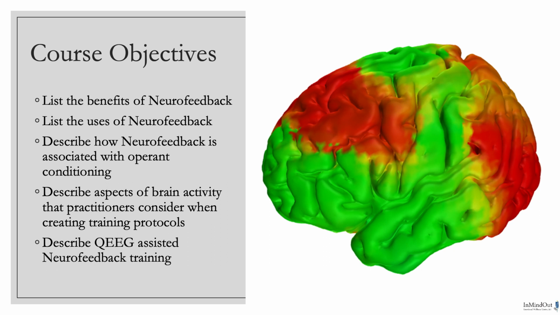So our objectives are to list the benefits of neurofeedback, what is neurofeedback useful for, the uses of neurofeedback, how neurofeedback is associated to operant conditioning, and how you can use operant conditioning to guide the training to help your clients achieve more optimal well-being and a better quality of life.